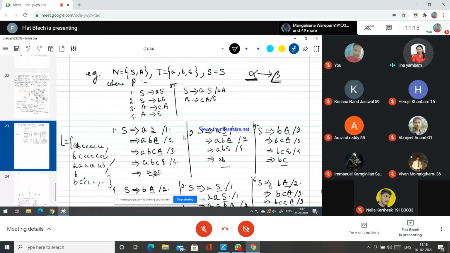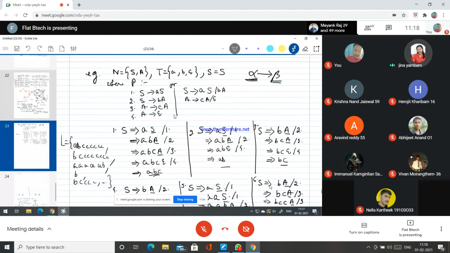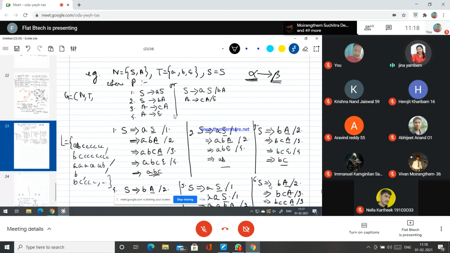So how to define the grammatical definition of this particular grammar? You have to write G is equal to N comma T comma P comma S, where P is this, N is this, T is this, then S is equal to S. This is one example.